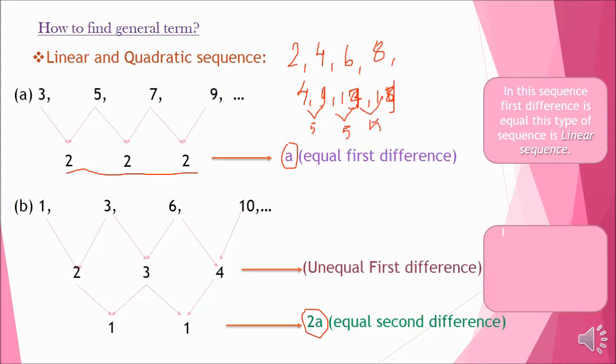Now when the second difference is equal, then it is called a quadratic sequence. So if in this sequence the second difference is equal, this type of sequence is called a quadratic sequence. When the first difference is not equal and the second difference is equal, just those types of sequences are called quadratic sequences. So I think it's clear to you.